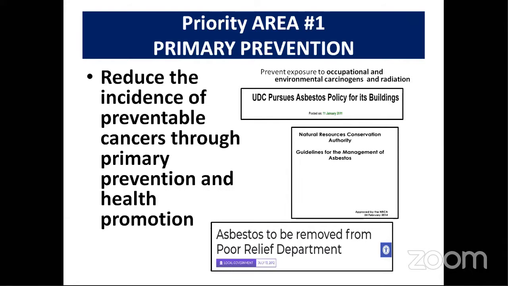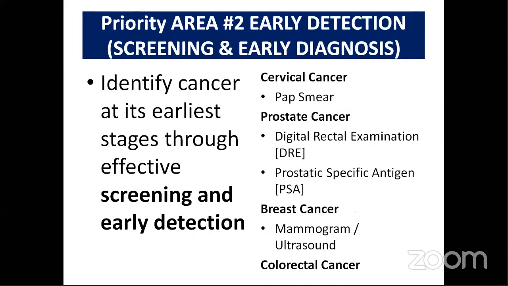We are actively removing the asbestos from our old facility, renovating those facilities and so on. Those are being done as part of the primary prevention. Now, going to priority area number 2, which is screening and early detection.